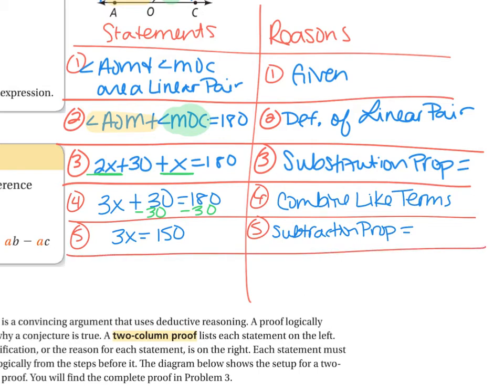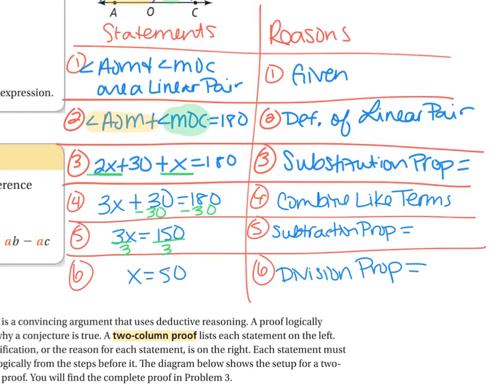All right, and the very last step, how would you solve? Divide by 3. So step 6, when you divide that by 3, would be x equals 50. Oops, I did the wrong color. So x equals 50. And how did I know that? What property was that? We just did the division property because we divided.